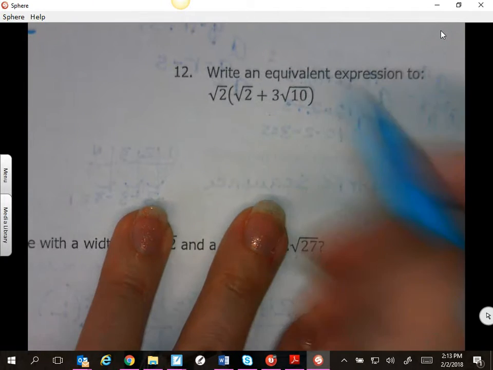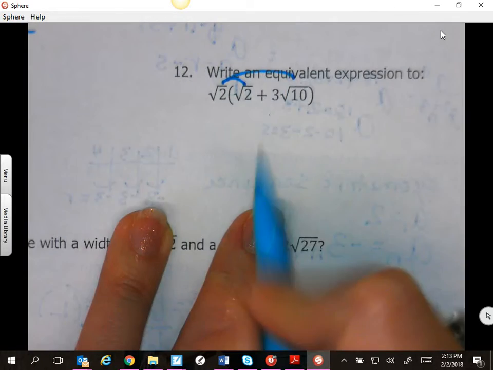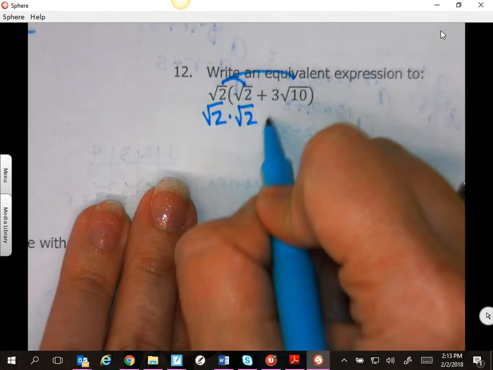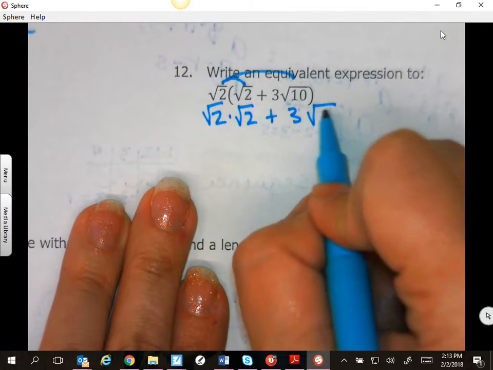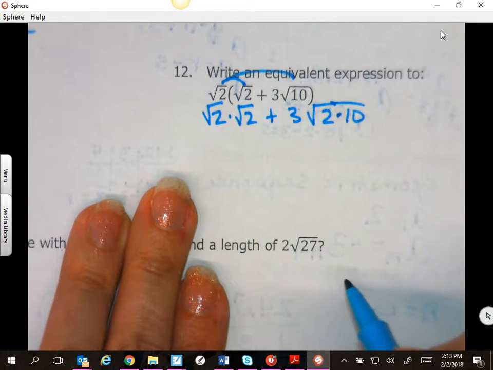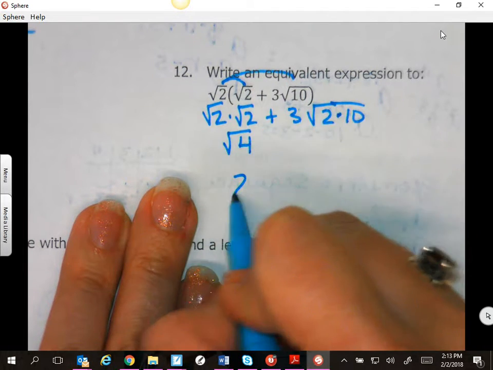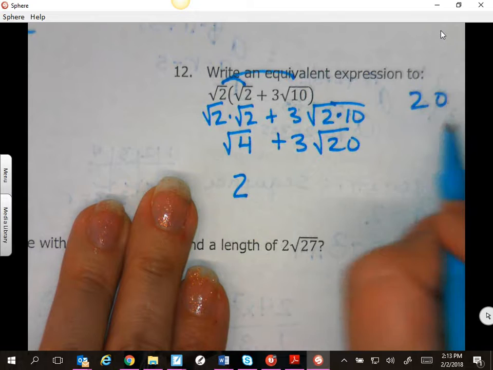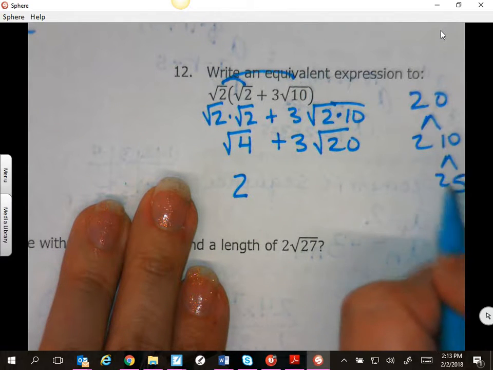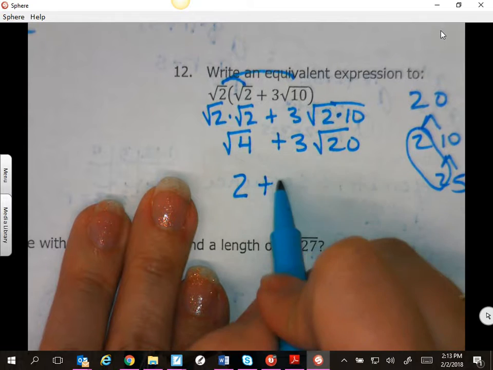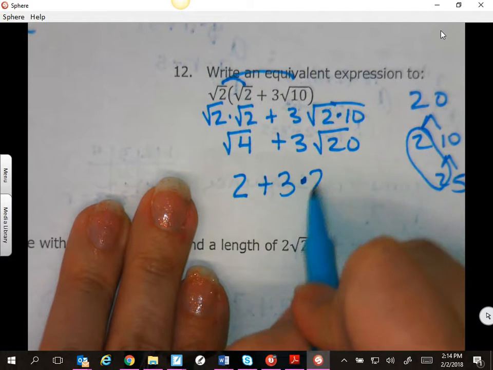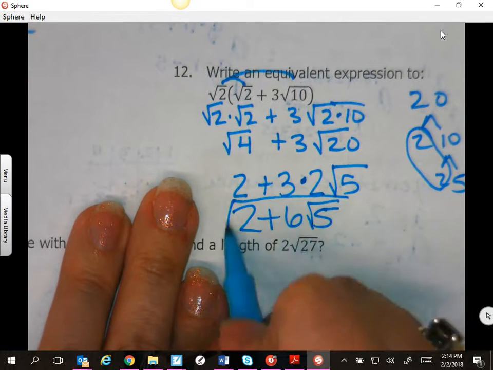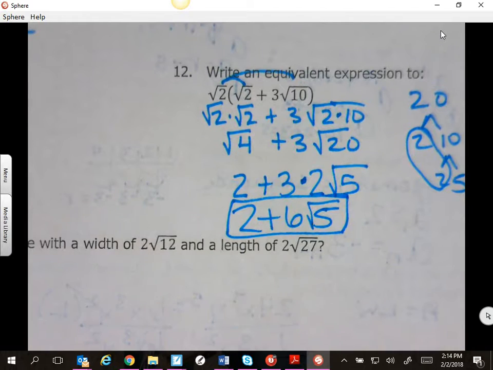Write an equivalent expression. This is multiplying, guys. This is going to be distributive property. So I get the square root of 2 times the square root of 2 plus 3 square root of 2 times 10 square root of 4, which is just 2. And then I get 3 times the square root of 20. 20 does simplify. 2 and 10, 2 and 5. Again, don't forget about your coefficient that's already outside. 2 is outside, square root of 5. 2 plus 6 times the square root of 5. You cannot put the 2 with that because it doesn't have a square root of 5. It's not a like term.